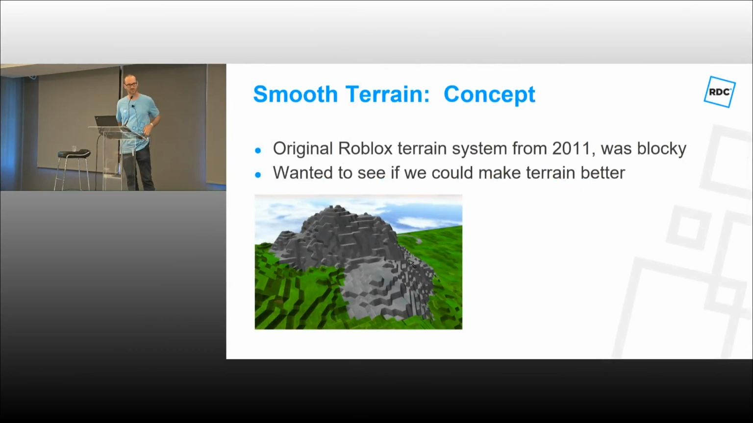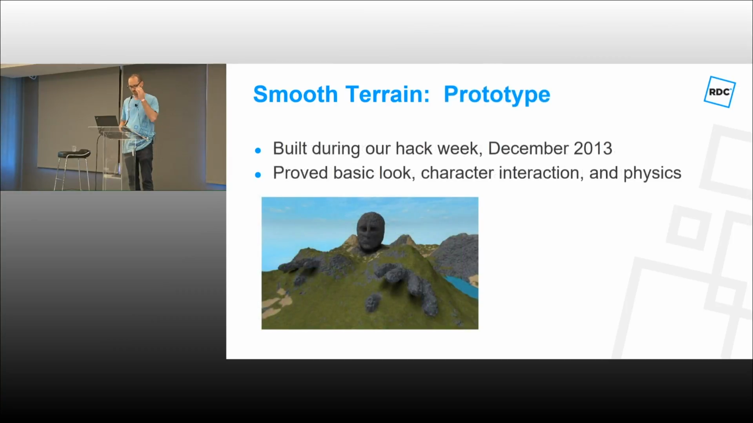Concept behind smooth terrain, I think most of you here are probably familiar with it. So we had an original Roblox terrain system, dated from 2011. And it was blocky, really chunky, looked kind of antiquated, and we realized we wanted to bring it up to a more modern look. So this guy called Arseny, during a hack week, some of you have heard of him, he built a prototype of a new smooth terrain system. This is not actually a screenshot of that, but I couldn't find one, so this is the best I could do. But this is the basic look, and this is the fundamentals of how Roblox terrain looks today.